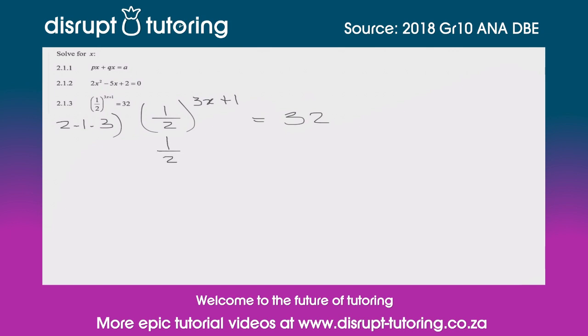Well, I'm going to leave the 1 over 2 as it is, and I'm going to try and work with this 32 in order to make it look like this 1 over 2. So 32, how can I write it in terms of 2? If I think of it, I've got 2 times 2 is 4, times 2 is 8, times 2 is 16, times 2 is 32. That's 5 2's being multiplied together. So that means 32 can also be written as 2 to the 5.